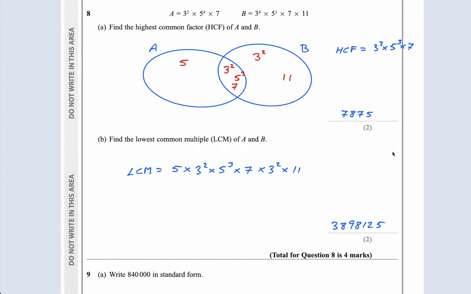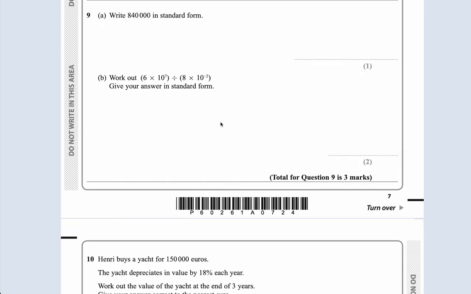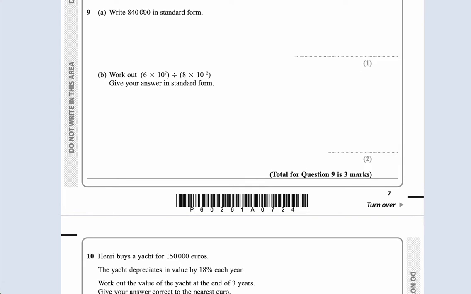3898125. There we go. Highest common factor, the middle ones, lowest common multiple, all the other ones. Question 9. Write this in standard form. So it's 8.4, because this number has to be between 1 and 10. And then I go 1, 2, 3, 4, 5. I need to multiply by 10 to the 5.